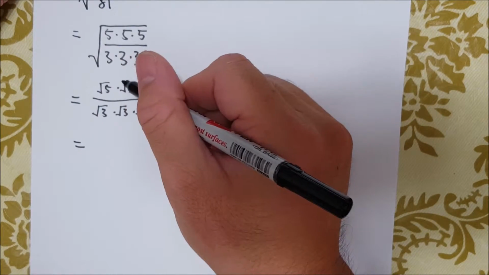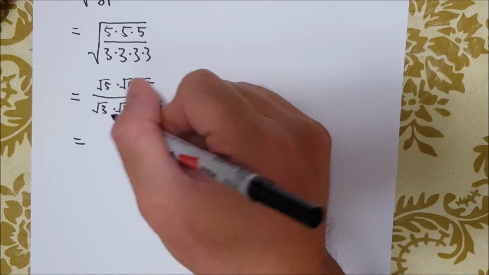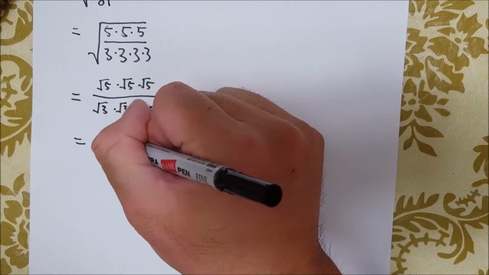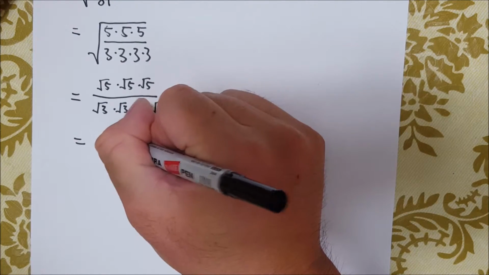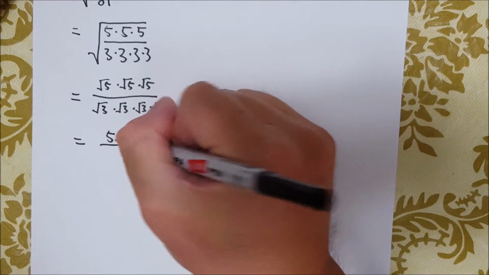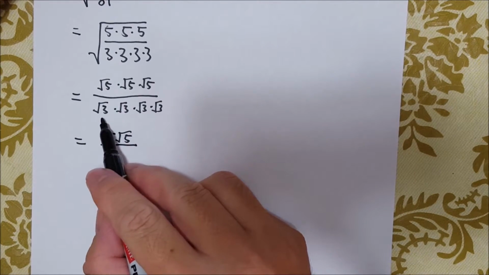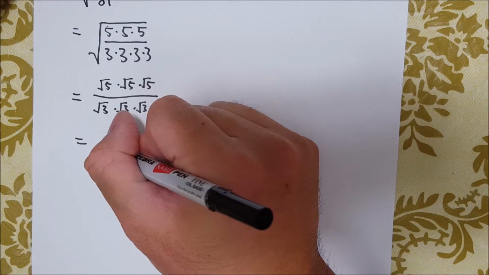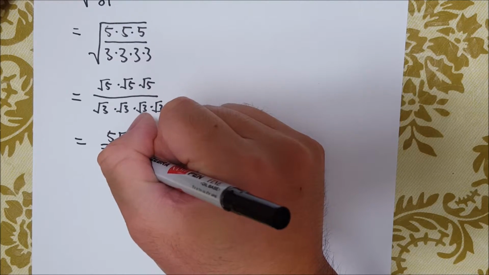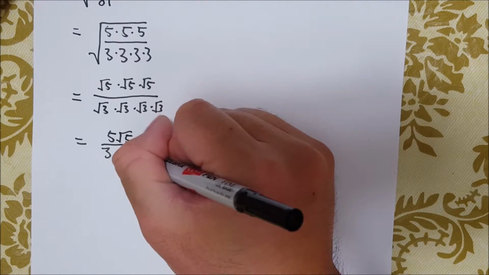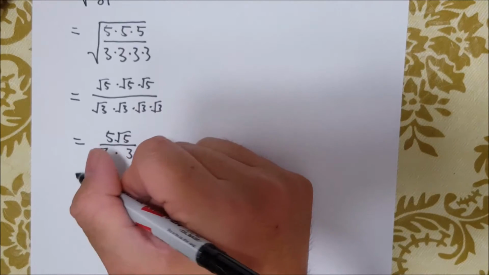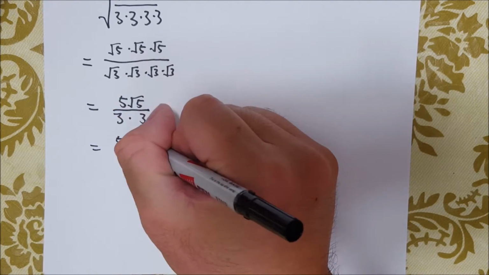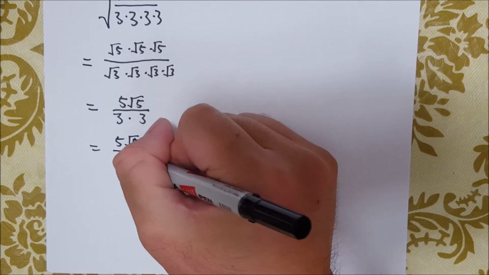Two square roots multiplied together will give that number under the square root. Here is 5 times root 5, and 2 square roots of 3 will give 3, times 3. The last answer is 5 root 5 over 9.